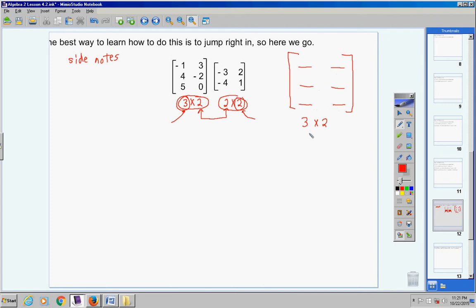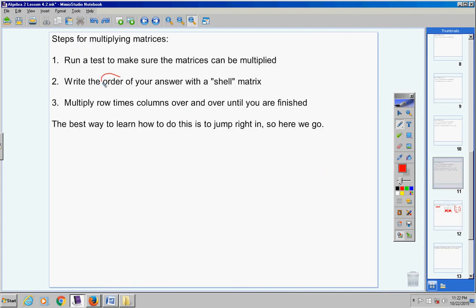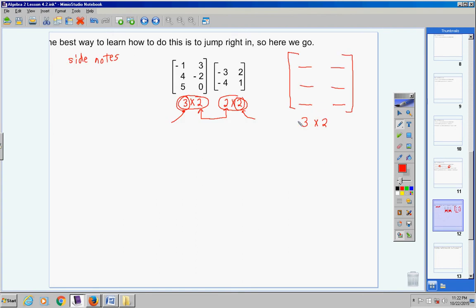Now let's see if I'm right, okay? How many rows are you supposed to have? 3. 1, 2, 3. How many columns are you supposed to have? 2. 1, 2. So now step 2 is complete. It is, Mr. Earhart. Sure it is. You wrote the order of your answer with a shell or an empty matrix. Okay? So there we go. There's my order of my answer. There's my empty shell matrix. Now I'm ready to go on to the actual multiplication, okay?